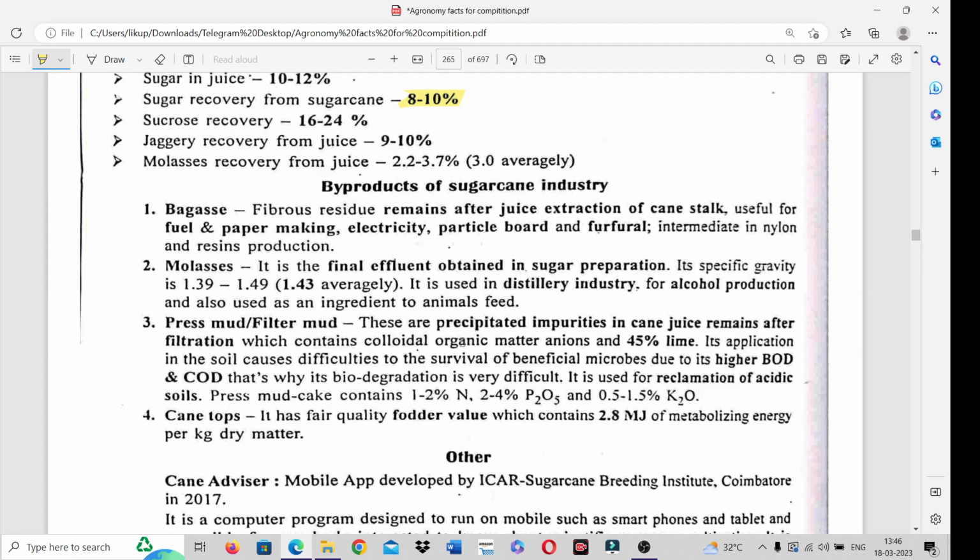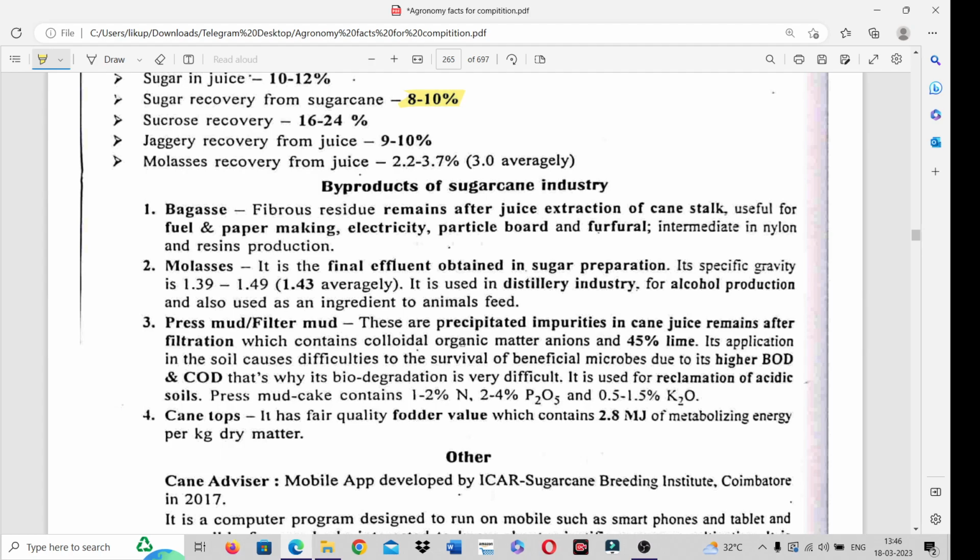Okay. Then press mud or filter mud: these are precipitated impurities in cane juice remaining after filtration, which contain colloidal organic matter, anions and 45% lime. Its application in the soil causes difficulties for the survival of beneficial microbes due to the higher BOD and COD. That's why its biodegradation is very difficult. It is used for reclamation of acidic soils.